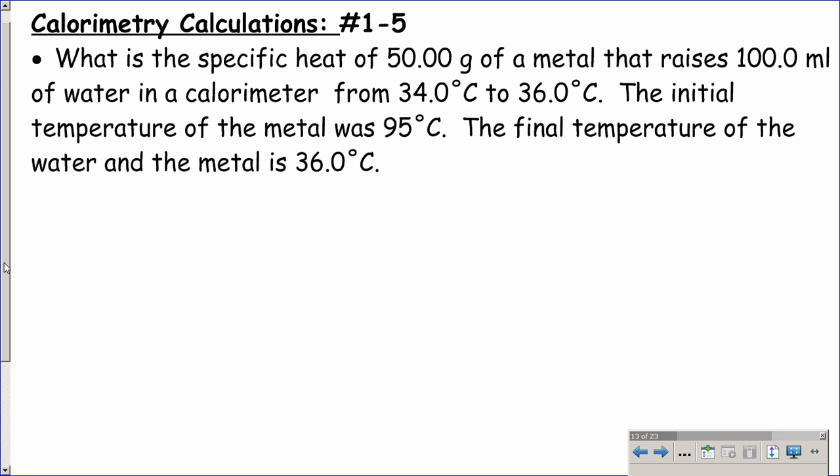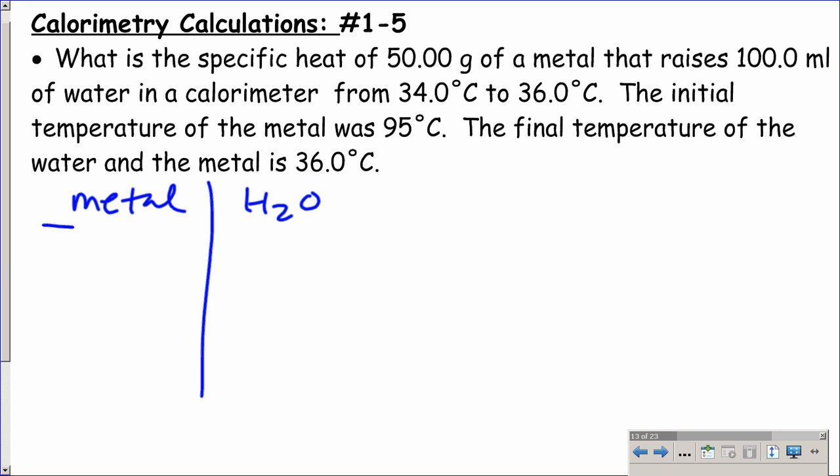So as you read through, I'm just going to peruse this for a second. What is the specific heat of 50 grams of a metal that raises 100 mils of water? So we have 2 identities, water and a metal, and a calorimeter. Okay, so we already know we have 2 things we're dealing with. So I'm going to make a little table here, metal and water.